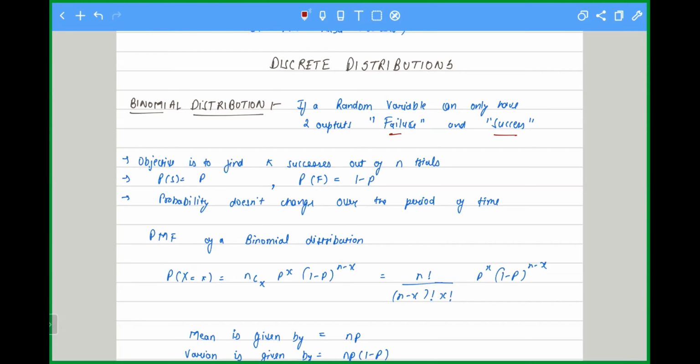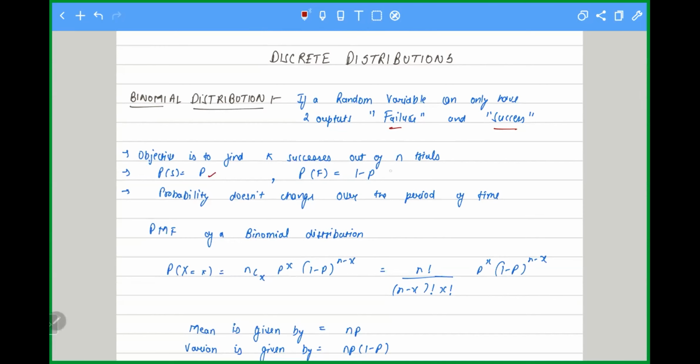And the objective is to find the k successes out of n trials. So let's say we are doing n trials. What is the probability that we'll have k successes, right? So probability of success is p and probability of failure will be 1 minus p, because total probability is always 1. And probability, we say, does not change over the period of time. Is it clear till now?